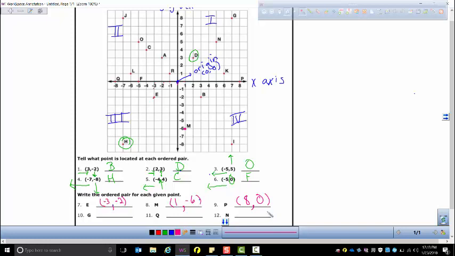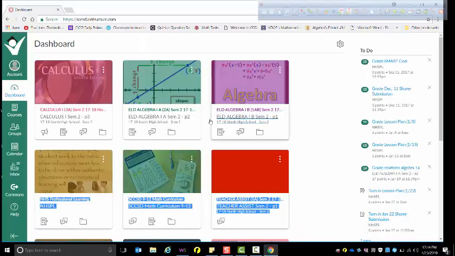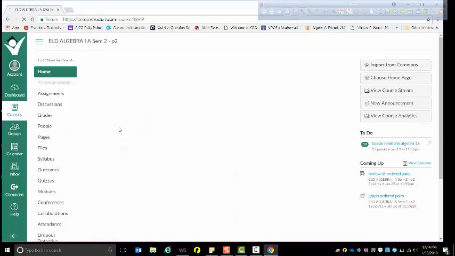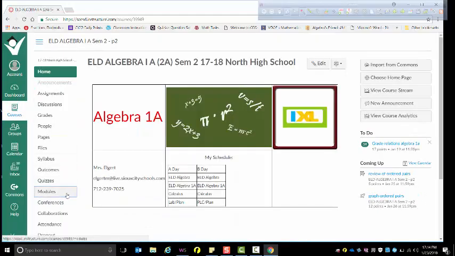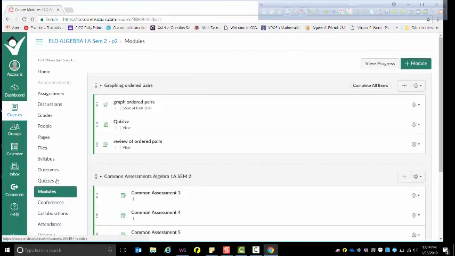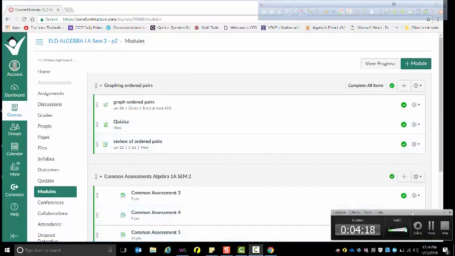So what you're going to do today, now that you've watched the video, you're going to go back to Canvas and make sure you're in modules where you should be. And now that you've watched the video in modules, you should only have 3 parts left. You will do the graph ordered pairs, then the quizzes, and then the review. So these 2 are on your computer. This one is a review from the teacher. Have a good day. Get everything done.